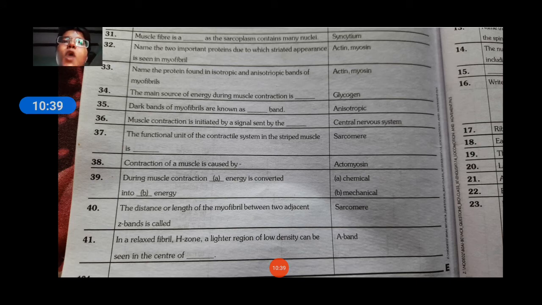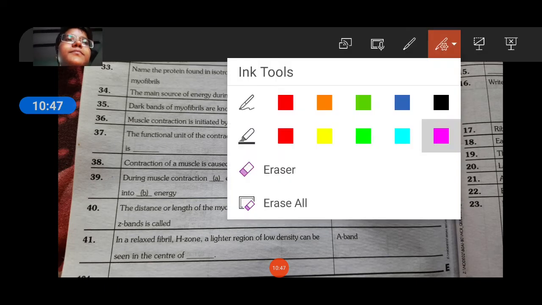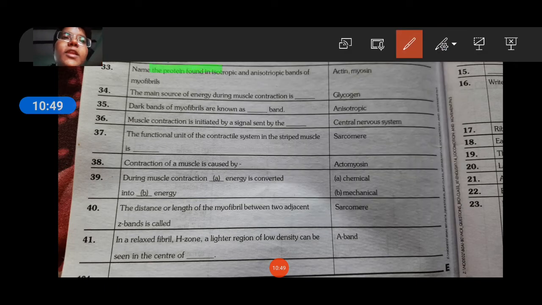Name the two important proteins due to which striated appearance is seen in myofibrils: actin and myosin. Name the protein found in isotropic and anisotropic bands of the myofibrils. It's actin and myosin. Name the main source of energy during muscle contraction. It is glycogen. Dark bands of myofibrils are known as anisotropic band.